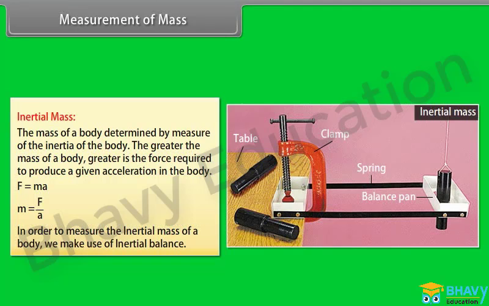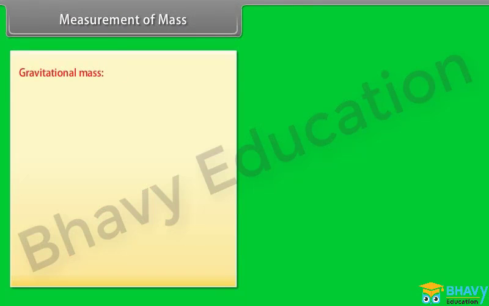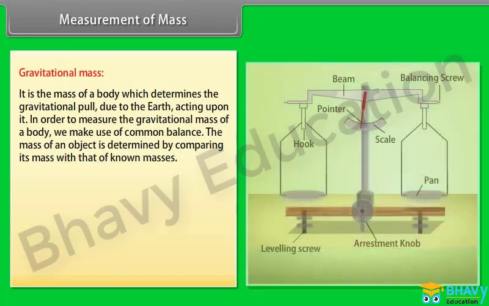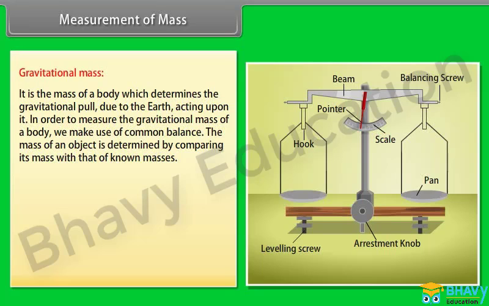In order to measure the inertial mass of a body, we make use of an inertial balance. Gravitational mass: it is the mass of a body which determines the gravitational pull due to the earth acting upon it. In order to measure the gravitational mass of a body, we make use of a common balance. The mass of an object is determined by comparing its mass with that of known masses.